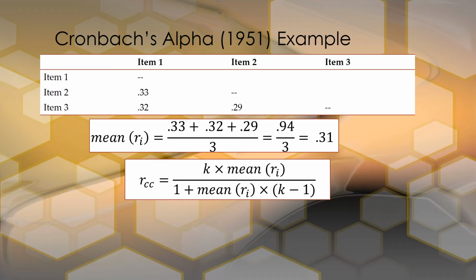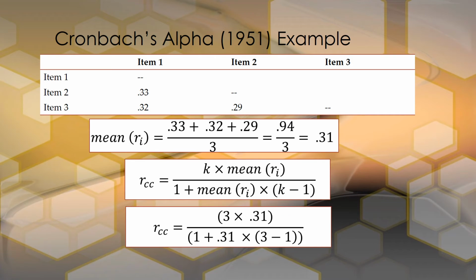Okay, and here's our formula from Cronbach. Just showing you it again. Now I'm filling it in. So K is the number of items. So K, number of items. Then we have the mean inter-item correlation. So that's 0.31, and we got it from up here. And then that's also here in our formula. And then we also put K here, which is the number of items. Okay?